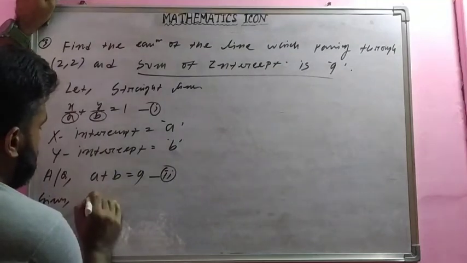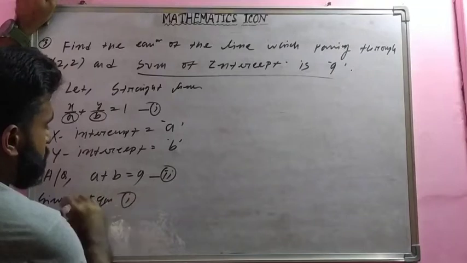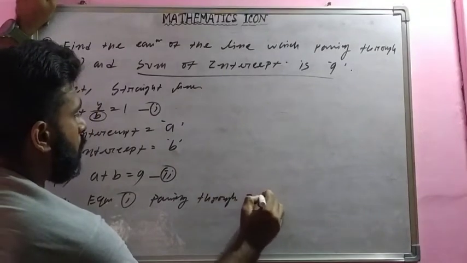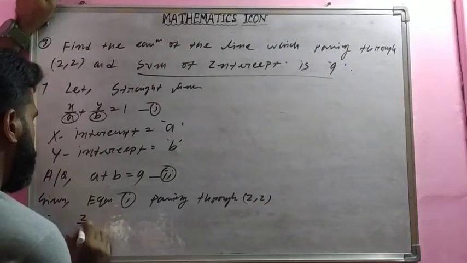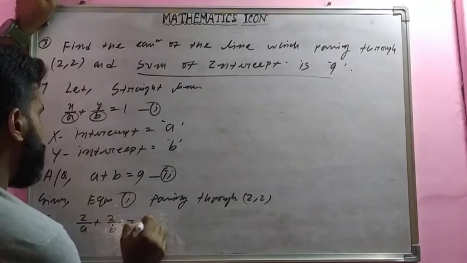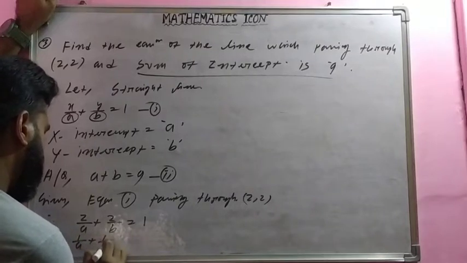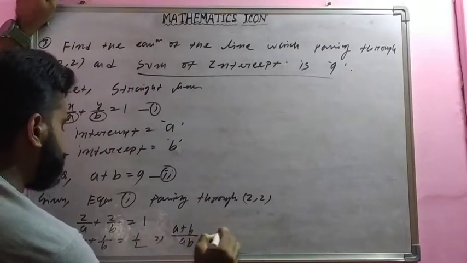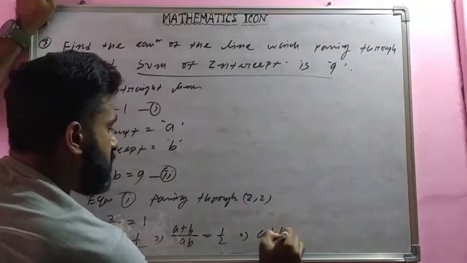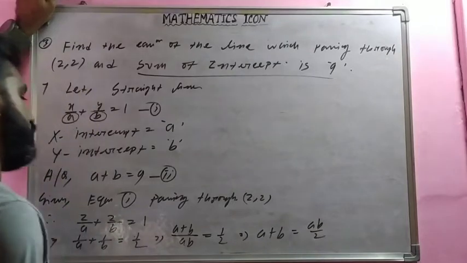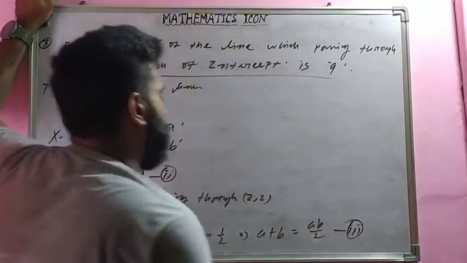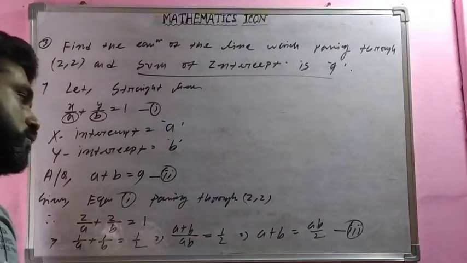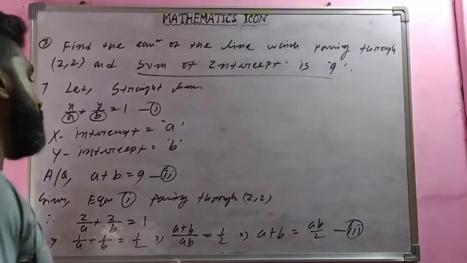Since the line in equation 1, which we have assumed, passes through (2, 2), 2 by a plus 2 by b equals to 1. That means 1 by a plus 1 by b equals to half. So a plus b by ab equals to half. So that means a plus b equals to ab by 2. Okay, that is your equation number 3. So here a plus b equals to 9, and here a plus b equals to ab by 2.